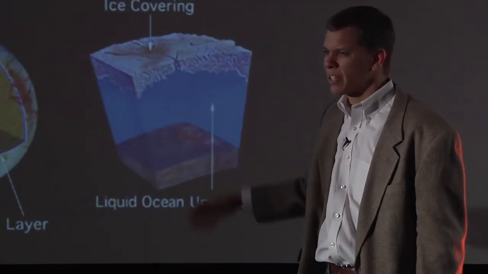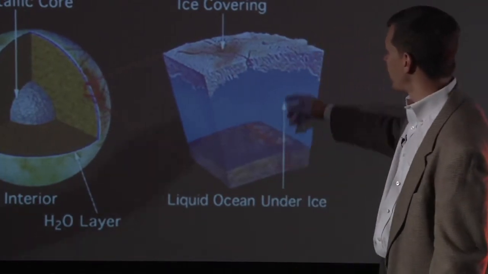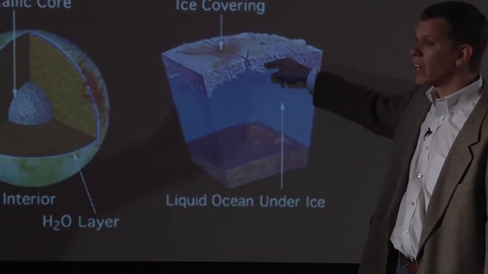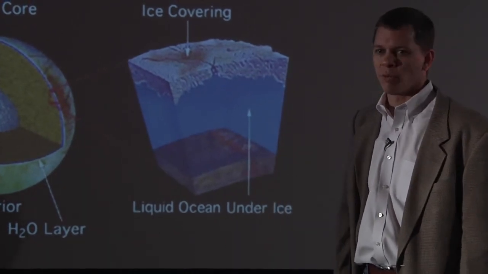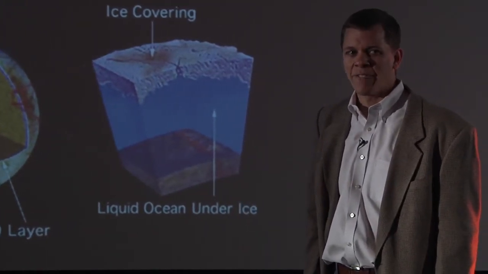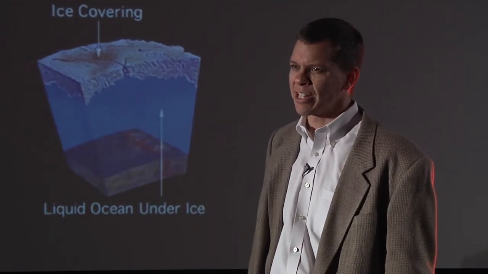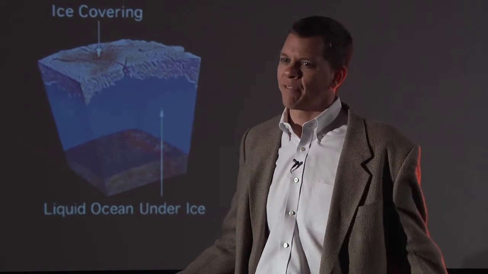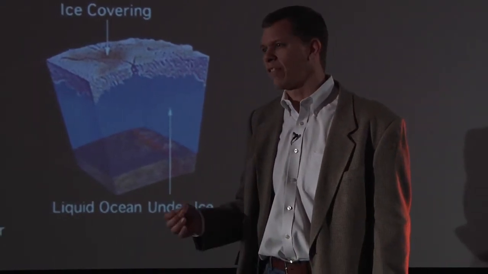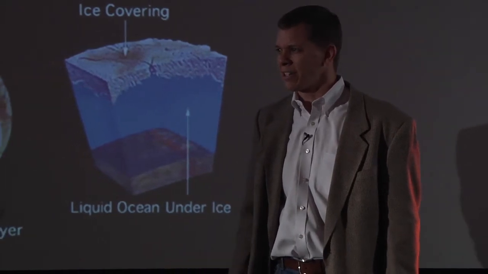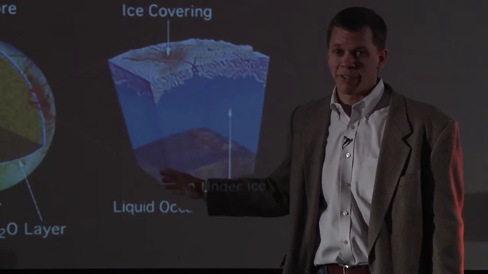Based on the measurements of the magnetic field and models of the temperature, it's quite likely that if you go about a mile down in the ice, there is a liquid water ocean on Europa. And if you have an ocean of liquid water that sits around for 4.5 billion years, what is to stop life from taking root there? We've already seen lots of life that live off of our own ocean floor, that use the heat of the Earth as a source of energy. There's nothing to stop that from happening here.